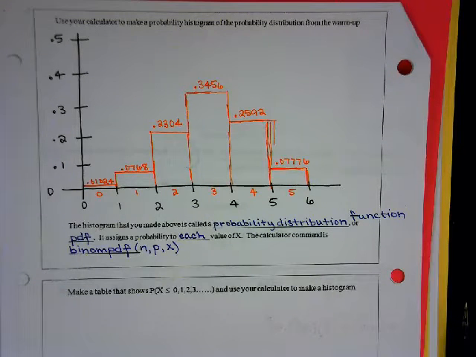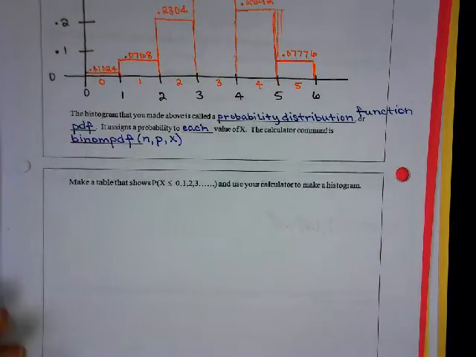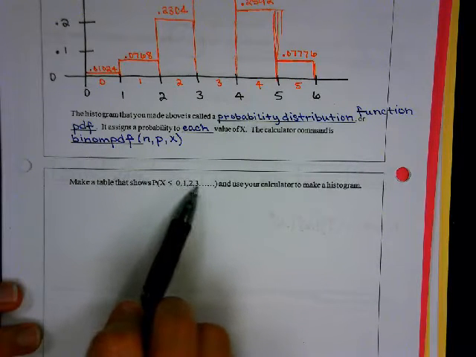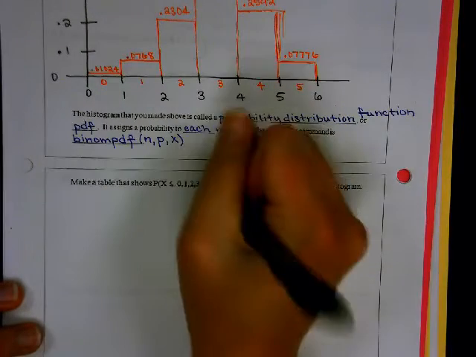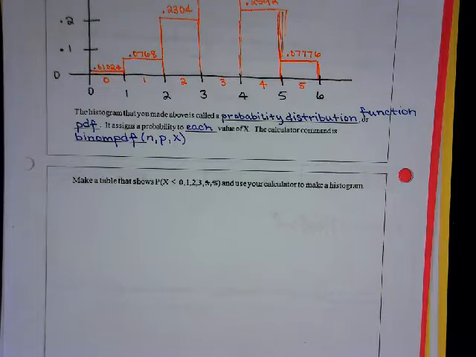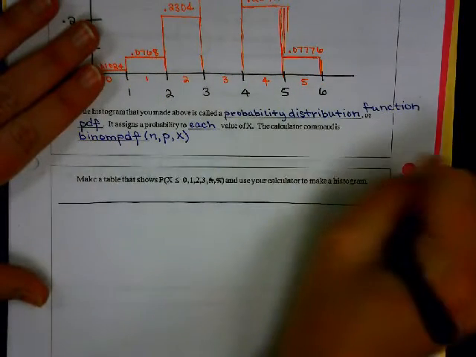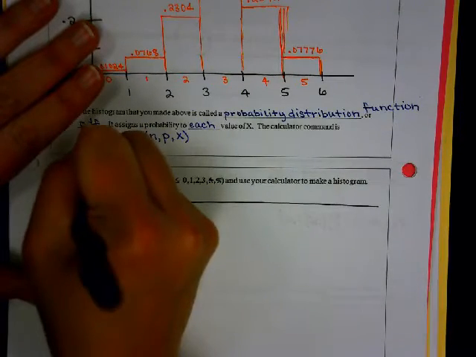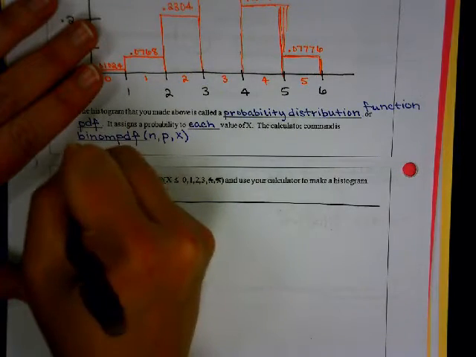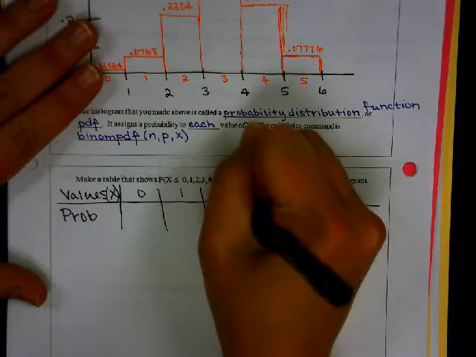Now what we're going to do is make a table that shows the probability that x is less than or equal to 0, 1, 2, 3, 4, and 5. I don't know why I put dot dot because there's only 2 other numbers. That was pretty lazy of me. And then we're going to use the calculator to make a histogram. So first thing, we're going to make our table. Values of x and their probability. So we have 0, 1, 2, 3, 4, and 5.